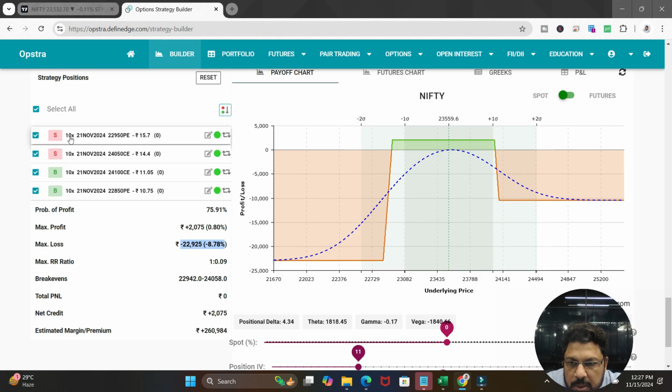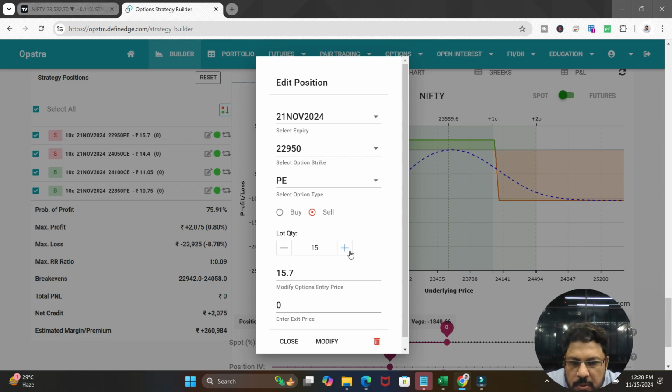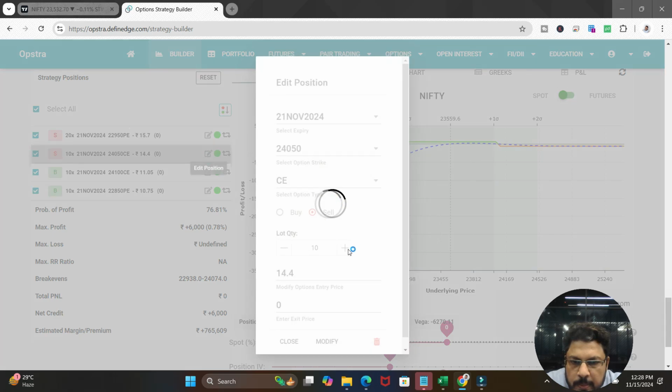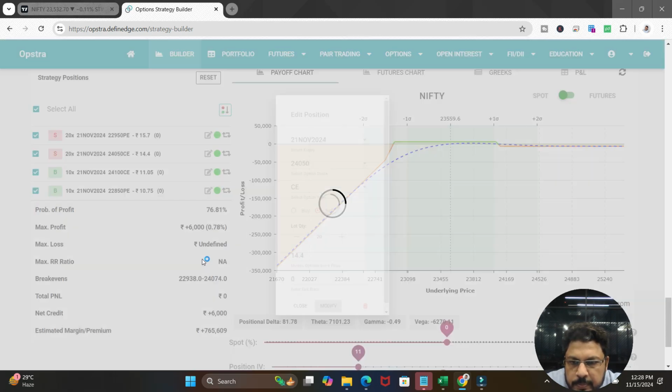So can I not increase it, make it 20 lots? I can definitely make it 20 lots, and then my profit will also go up. The probability of profit still remains same, but the profit is only 0.80%. If you want to increase this, you can always go for 20 lots iron condor. Let's see what is the capital requirement here.